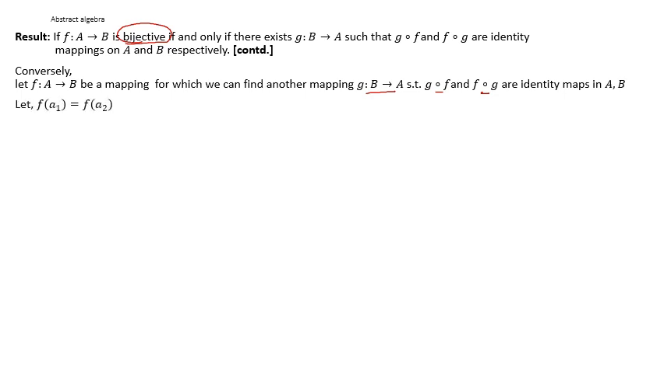Suppose F of a1 equal to F of a2. Then, G of F of a1 is equal to G of F of a2 because G is a well-defined map. Because G is a well-defined map, so F of a1 equal to F of a2 implies G of F of a1 is equal to G of F of a2. Clearly, that means G of F of a1 is equal to G of F of a2.